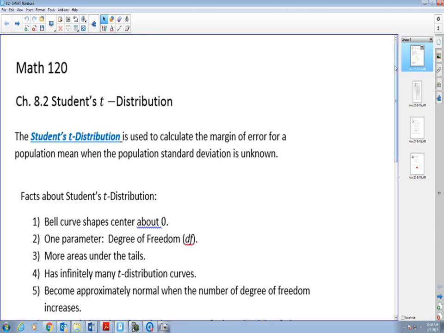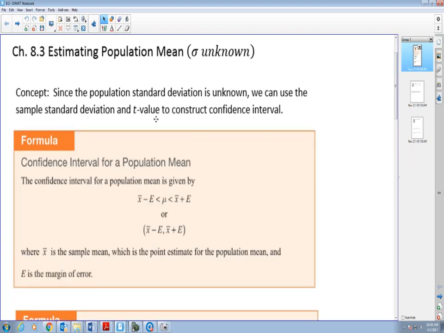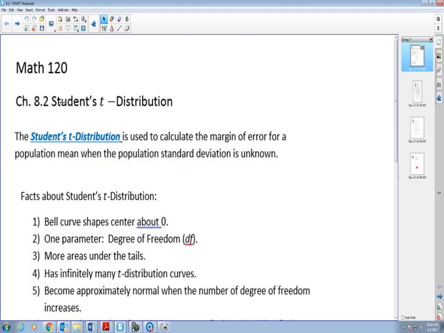In this lecture video, we're going to talk about something called the student's t-distribution. The reason we're talking about it is because when we want to construct a confidence interval where the population standard deviation is unknown, we have to use this thing called the t-value. So that's the reason why in 8.2, in this video, we're going to talk about the t-distribution.